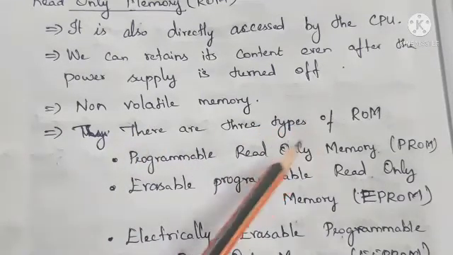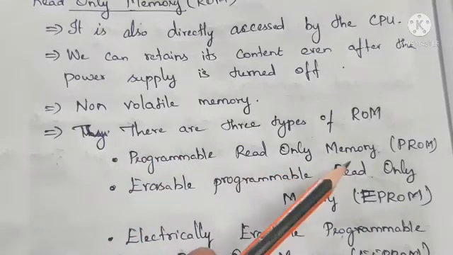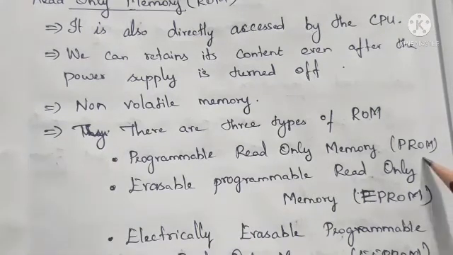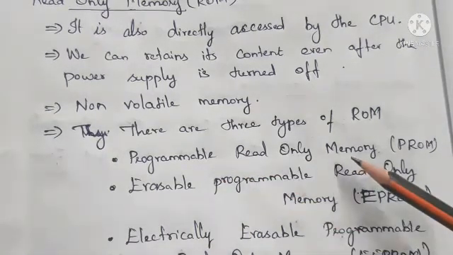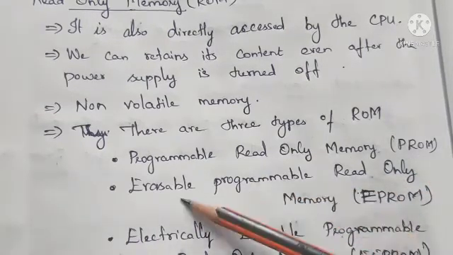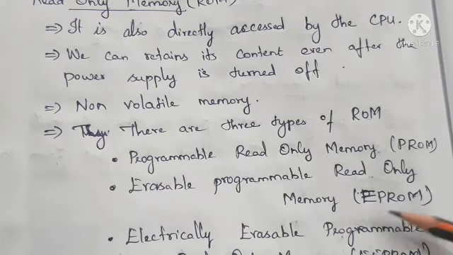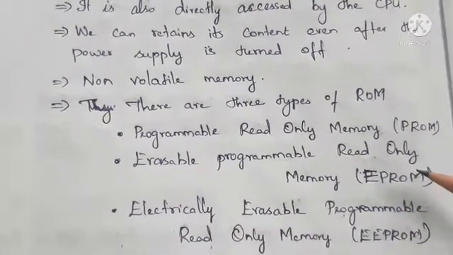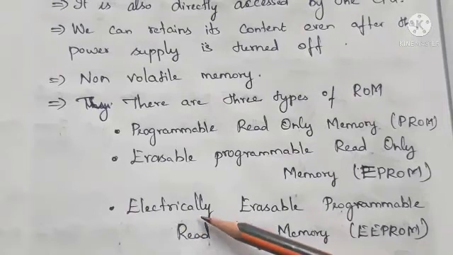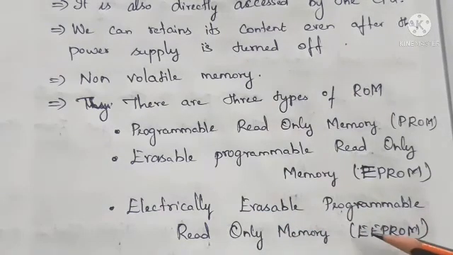In the read only memory there are three types. What are the three types? The first one is programmable read only memory, PROM in short. Second, erasable programmable read only memory, EPROM in short. And the third is electrically erasable programmable read only memory, EEPROM. Have you understood?